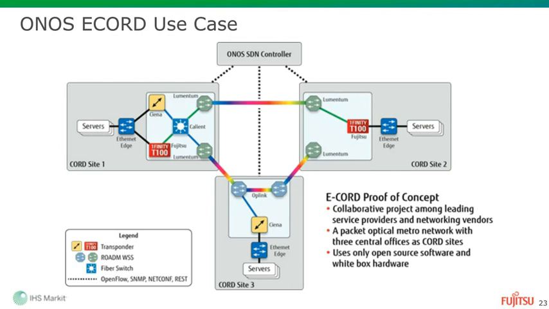The proof of concept consists of a packet optical metro network with 3 central offices as CORD sites. Portals and GUIs are used to configure enterprise services, interact with operational parameters, and visualize the provisioning. Another example of the disaggregated ROADM was used in this POC, and the disaggregated ROADM moves away from a closed, chassis-based proprietary approach to an open model controlled using open interfaces and protocols.